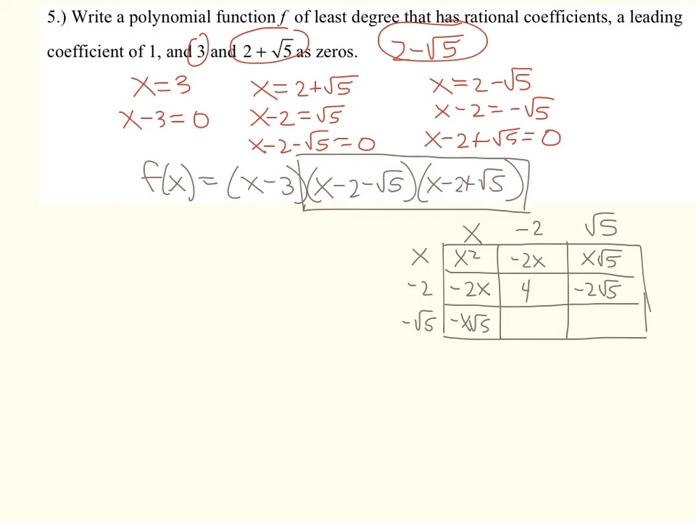Negative square root of 5 times negative 2 would be positive 2 times square root of 5. Negative square root of 5 times positive square root of 5 would be negative square root of 25, which equals negative 5.